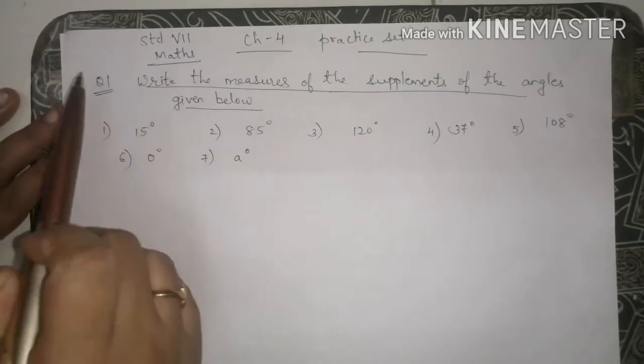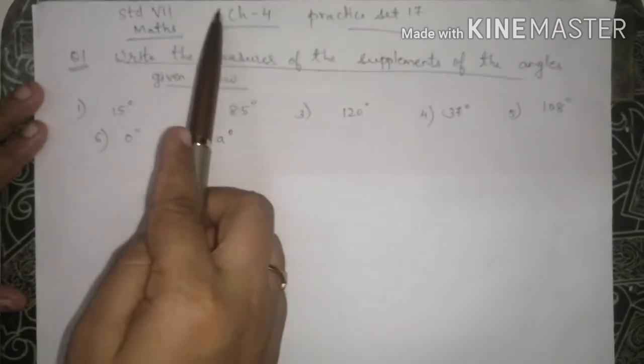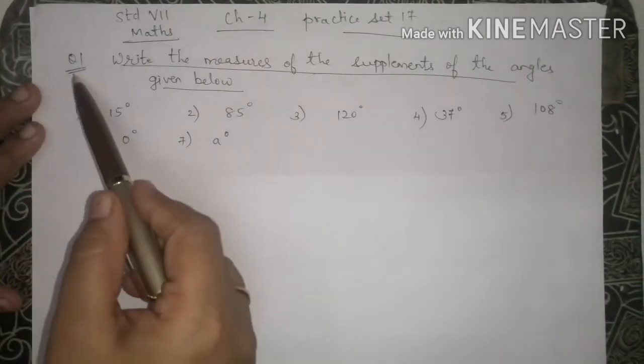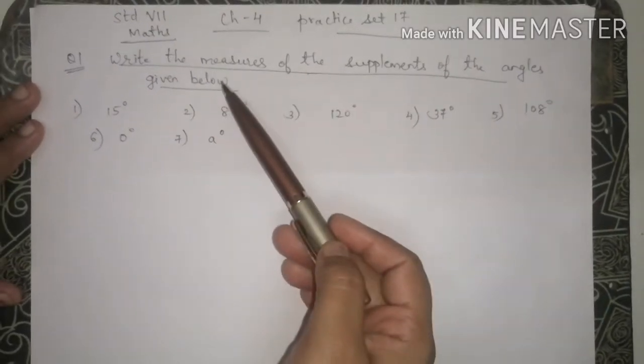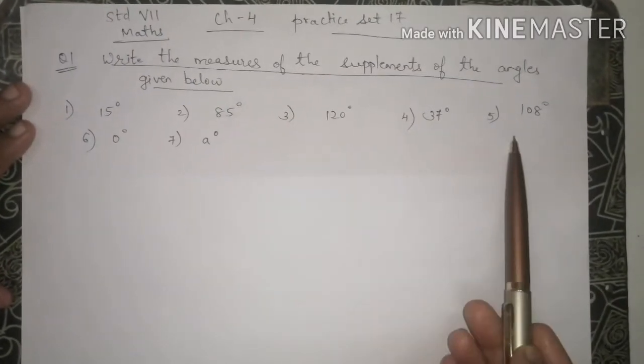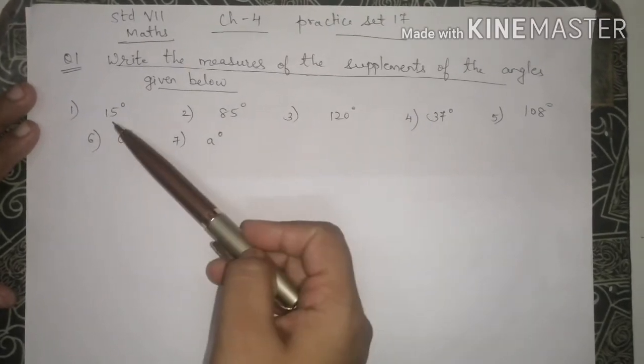Welcome students. Today we are going to start with practice set 17 of chapter number 4. See question number 1. Write the measures of the supplements of the angle given below. Some angles are given to you. You have to find the supplementary angle for the given angle.